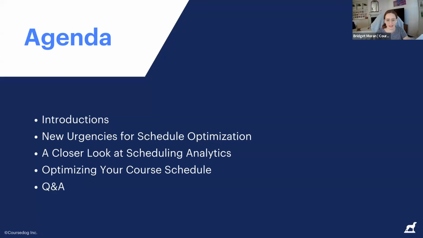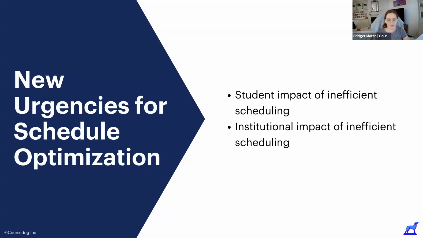All right, wonderful. Well, now that we have all of those logistics out of the way, let's go ahead and get into things. So as I just mentioned, we're going to start off by talking about some of the newer urgencies when it comes to creating the class schedule. We'll talk about some of the challenges that come with some of those historical scheduling processes and how they impact both students and institutions.